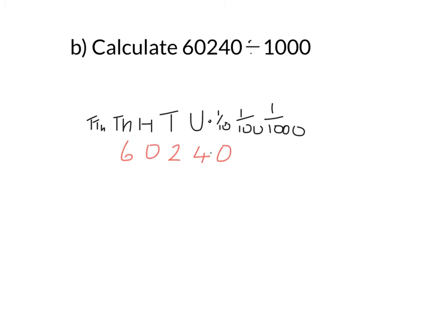So we're going to move 1, 2, 3. So my answer here will be 60.24. We're not going to write 240 because there's no point saying that there's 0 thousandths. Okay, so 60.24. Importantly though, talking about the shift in moving up or down the place value certainly gives pupils a more clear understanding of what happens when you multiply and divide by 10 or multiples of 10.